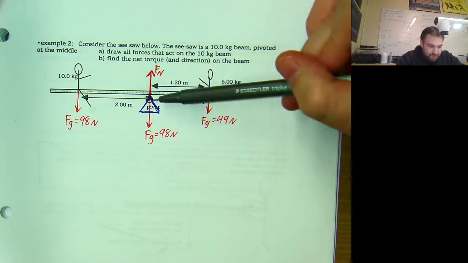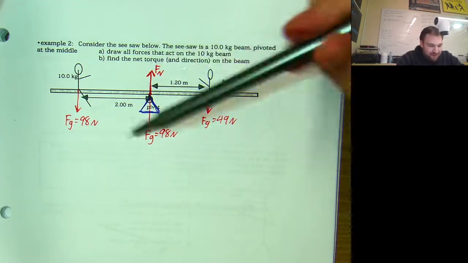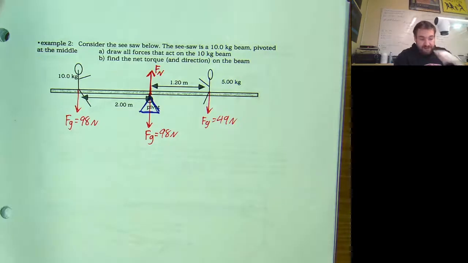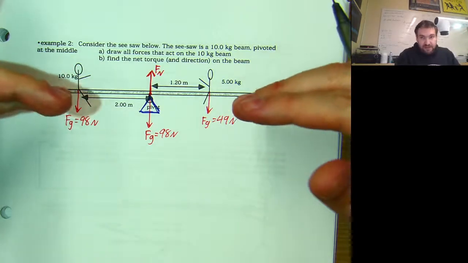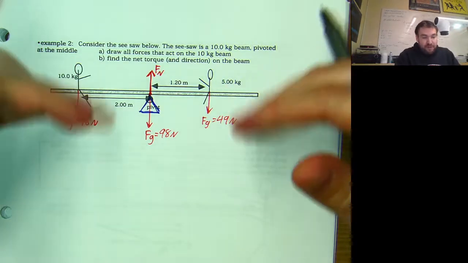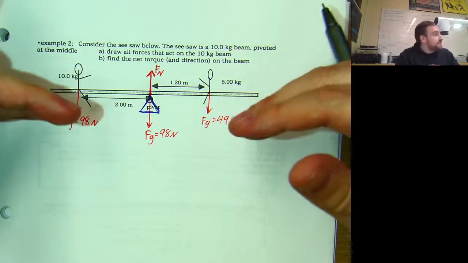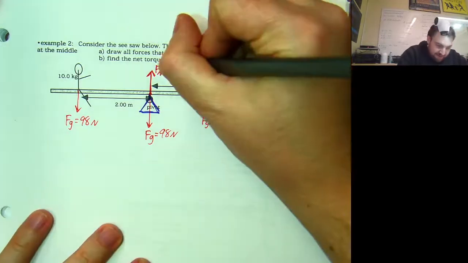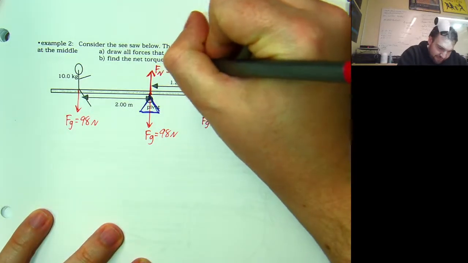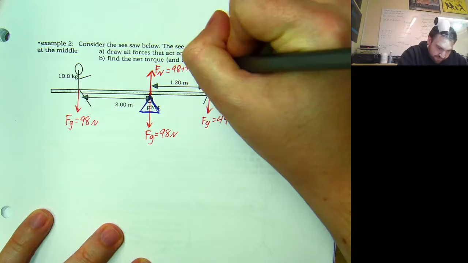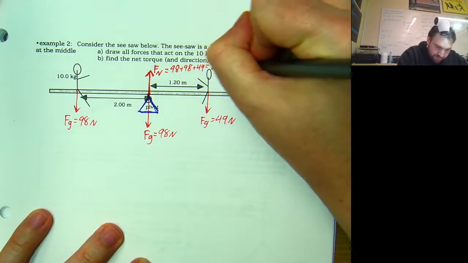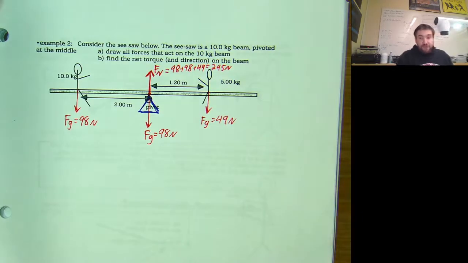So FN is the only force acting upwards, so it has to balance out all three of these forces acting downwards because, as we saw in the previous lesson, this thing is in equilibrium up and down. The whole seesaw is not flinging up into the air or crashing down into the ground. So my FN then has to be equal to my FG's all added together, all my downward forces added together. That's going to be 245 newtons. So those are all the forces acting on our seesaw.